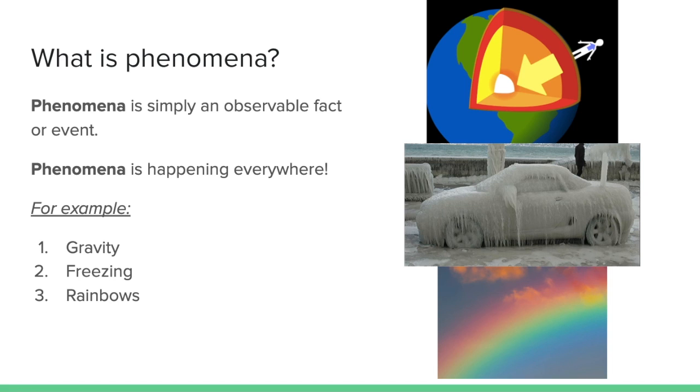So first, what is that weird word that I said, phenomena? A phenomena is simply an observable fact or event. So phenomena is happening everywhere all the time. For example, gravity is a phenomena that we can observe and feel. Freezing, we can observe it, right? It can also be an event. Freezing rain, rainbows. So those are just a few of them. Crystals are also a natural phenomena that happen.